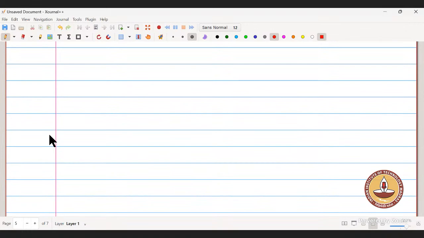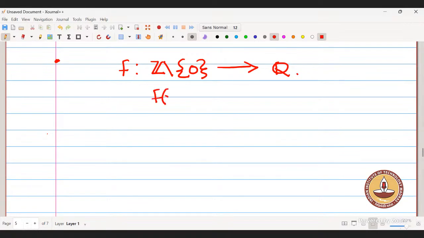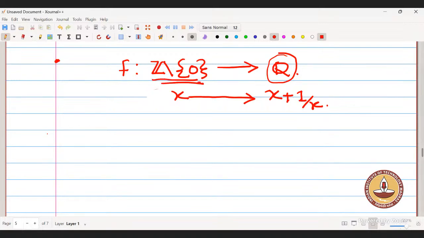Okay, so consider this function f, where the domain is Z minus 0 and the codomain is Q. Again, this is easy, right? So it's basically asking whether this function is surjective or not. That means for each value in Q, you must have a pre-image. So do you think 0 has a pre-image? No. Then done, right?